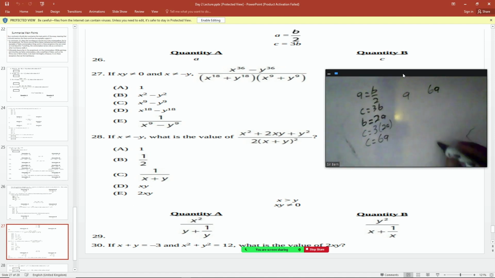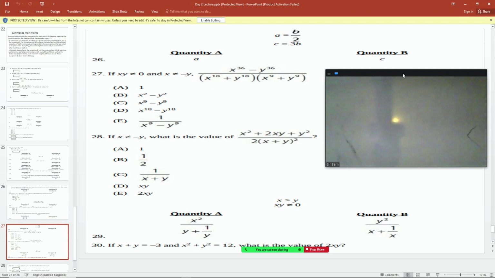So we are comparing a and 6a. For these two, we don't know the value of a. If a is 0, they are equal. If a is a positive number, quantity B is greater. If a is a negative number, quantity A is greater. So because we don't know the value of a, our answer will be D, cannot be determined from what we've been given. Then question 27.